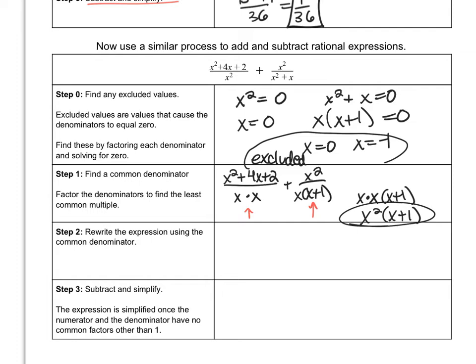Okay, so now let's rewrite the expression using that denominator. The term on the left was missing the x plus 1 in the denominator. So I'm going to multiply both the numerator and the denominator by that.